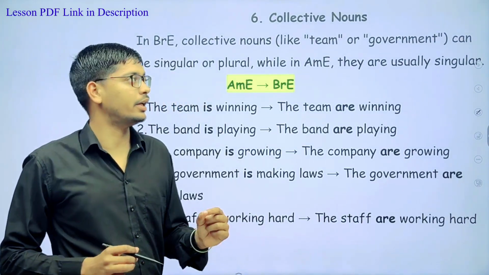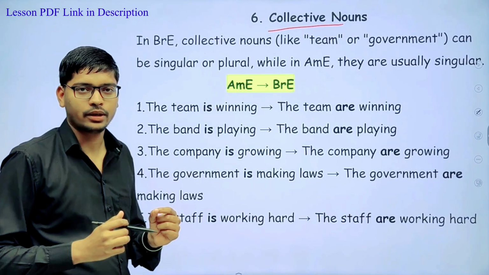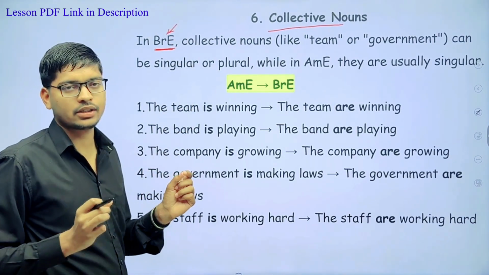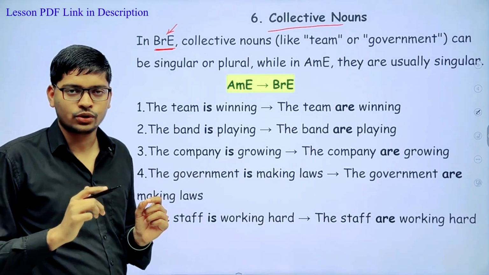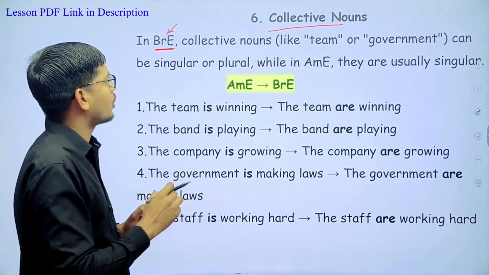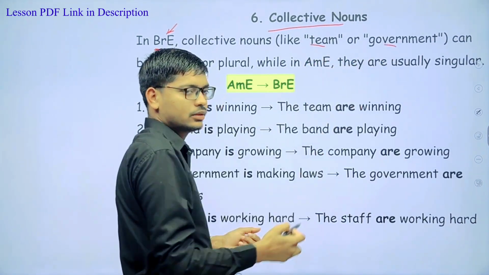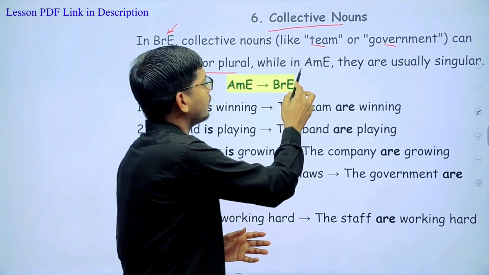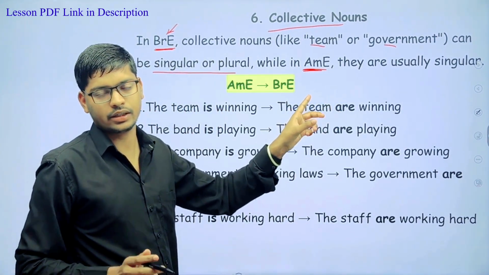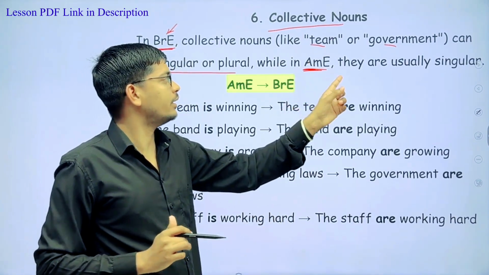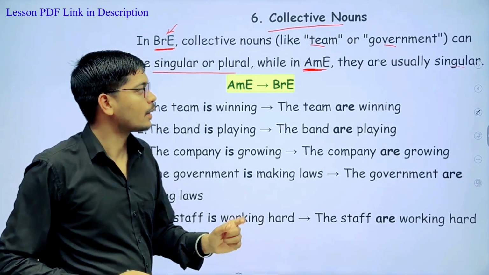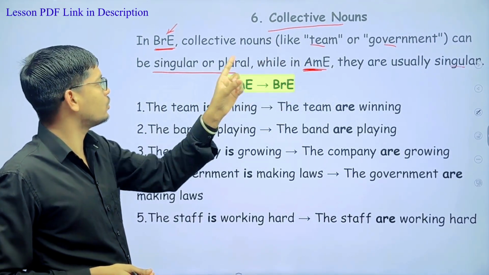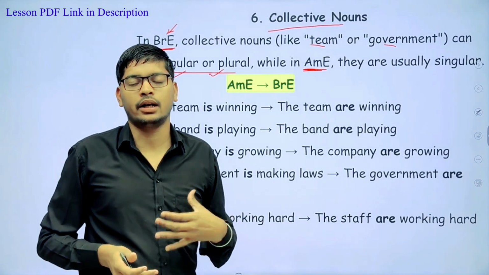Here, the next difference is related to collective nouns. In British English, BrE, a short form of British English, so you must remember it, collective nouns like team or government can be singular or plural, while in American English, AmE, a short form of American English, they are usually singular. In British English they are used as singular or plural, depending on the situation.